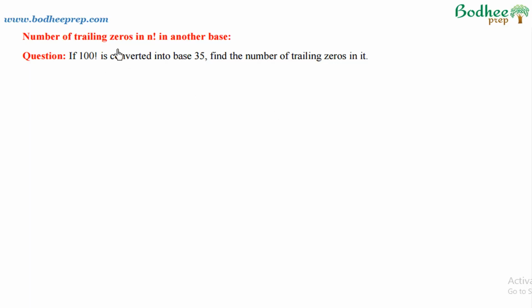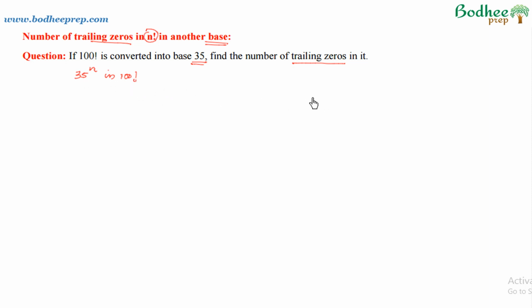Now let's take a question which is based on finding the number of trailing zeros in factorial n in some other base. So here is the question. It says that if 100 factorial is converted into base 35, then what will be the number of trailing zeros in it? Now this question is equivalent to finding the highest exponent n of 35 in factorial 100.